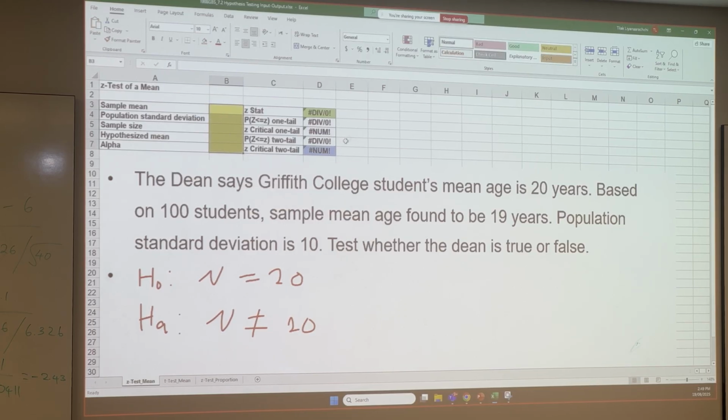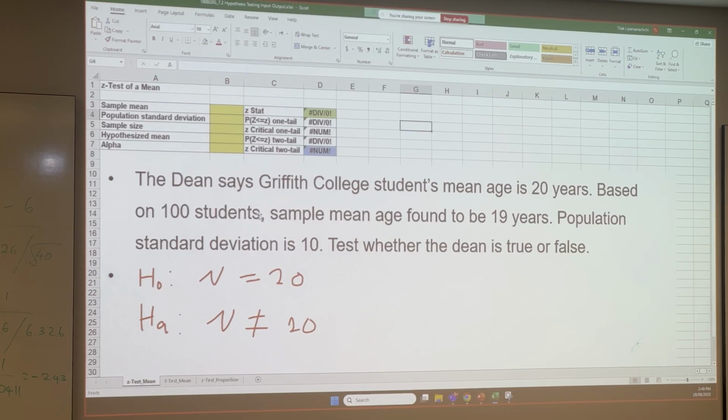So how do you test? I hope someone can try it and let me know what your conclusion is.